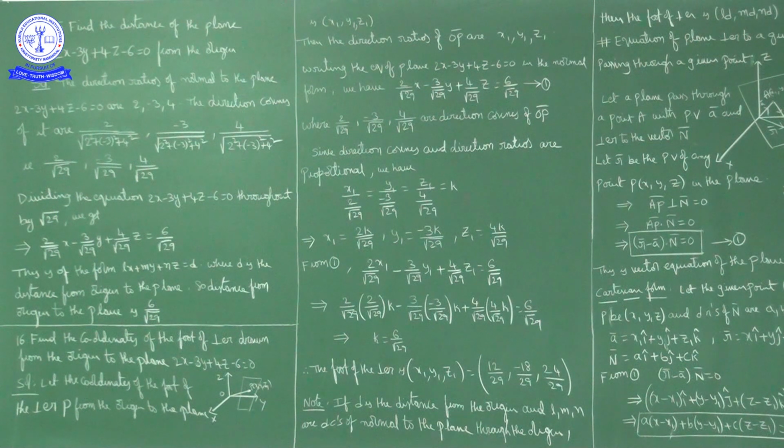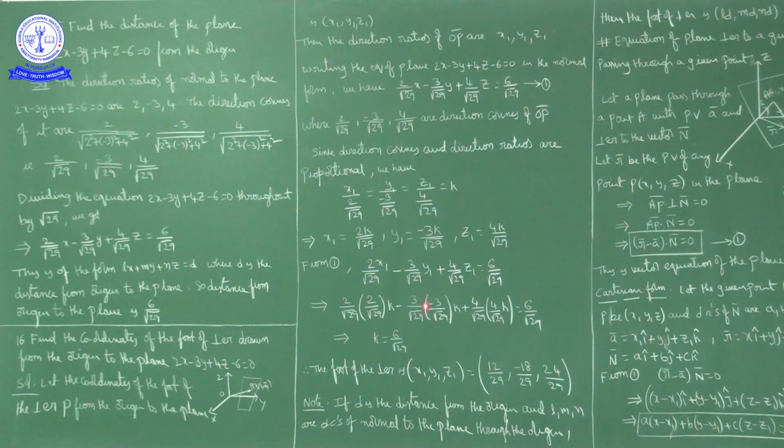But what are x1, y1, z1? They are 2k upon root 29, minus 3k upon root 29 and 4k upon root 29. Substituting these values, we get 2 upon root 29 into 2k upon root 29, minus 3 upon root 29 into minus 3k upon root 29, plus 4 upon root 29 into 4k upon root 29, is equal to the right hand side 6 upon root 29. Here, 2 into 2 is 4 upon 29 k.